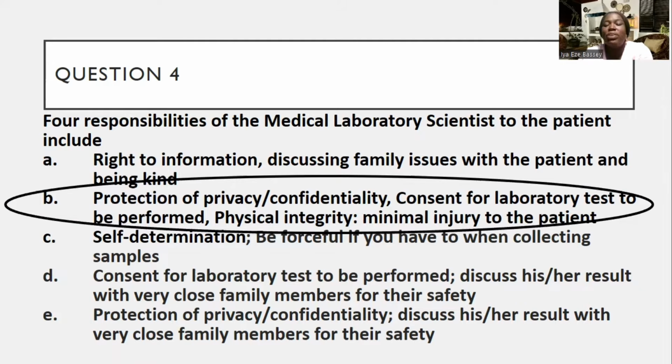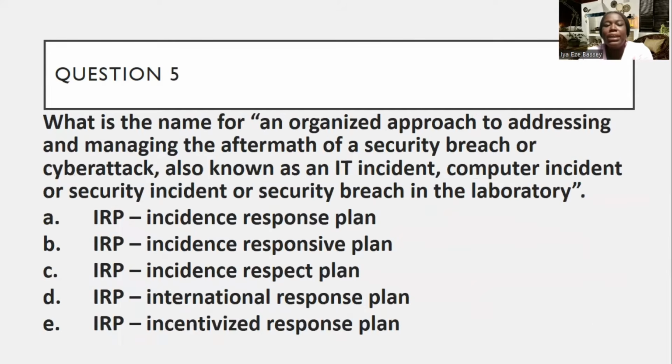So I think the right one is B, because you shouldn't be discussing family issues with the patient. You should be collecting information that is needed on the form and collecting samples from the patient. You should also not be discussing his or her results because you'll be violating the person's privacy or confidentiality. You'll be violating that. So that's the answer.